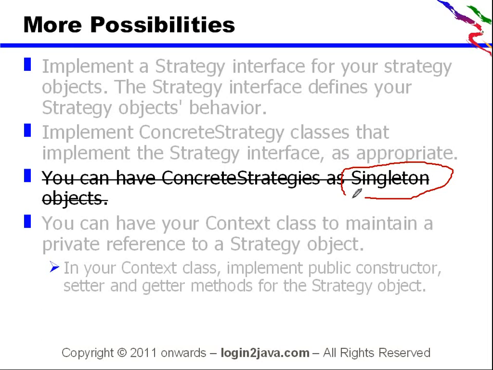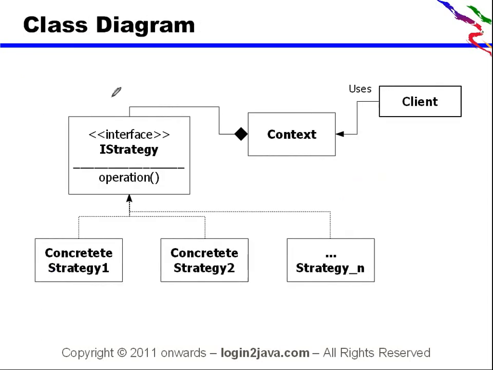So this is the class diagram where the client is using context. Context is having a strategy object within the context. And the strategy object is basically the implementation of the concrete strategy. An additional operation required here is setStrategy in the context. You can change the strategy dynamically within your application for the same context.